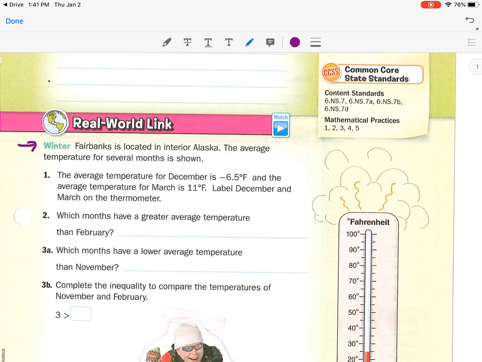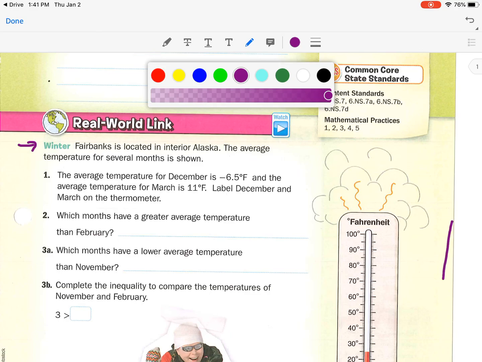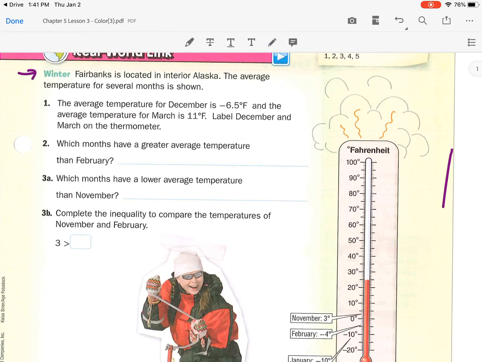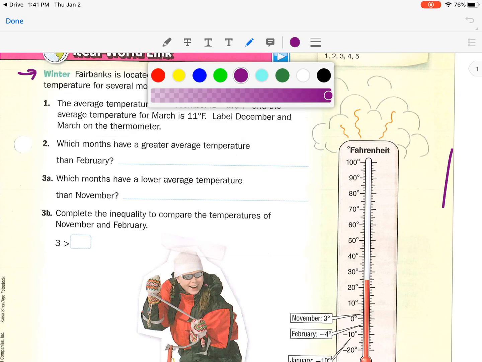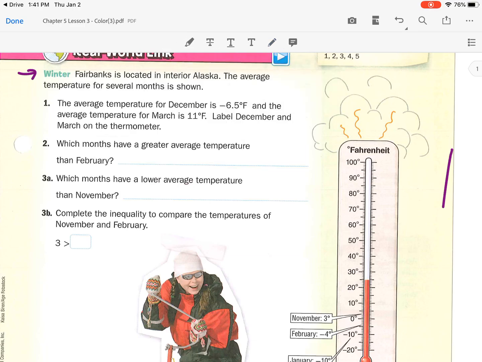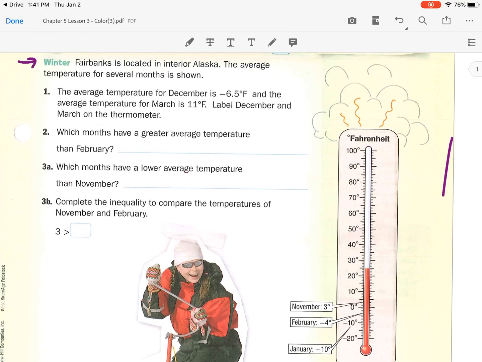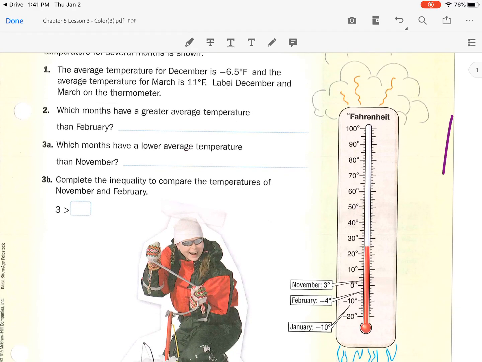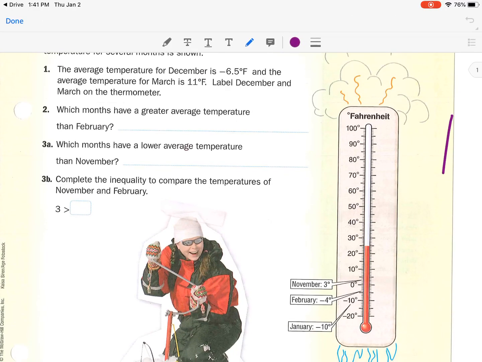Okay, so when we take a look at this, let's take a look at number 1. It says the average temperature for December is negative 6.5 degrees Fahrenheit, and the average temperature for March is 11 degrees Fahrenheit. Label December and March on the thermometer. So if you can take a look down here, we are going to label March and December.